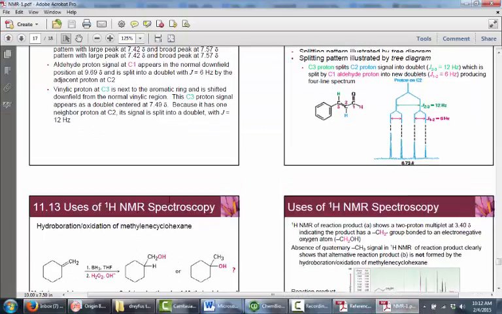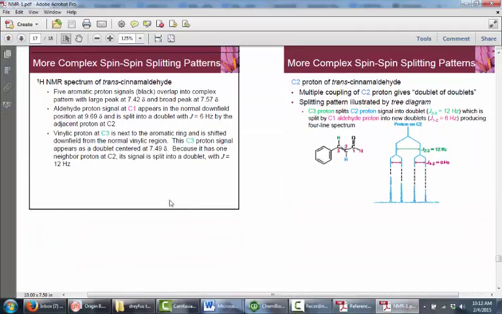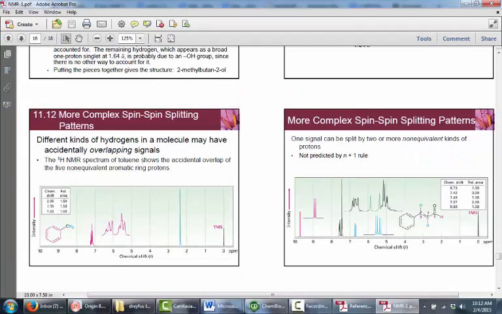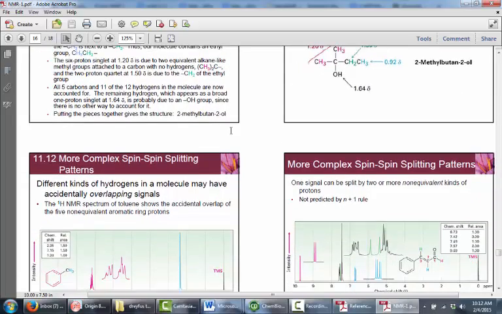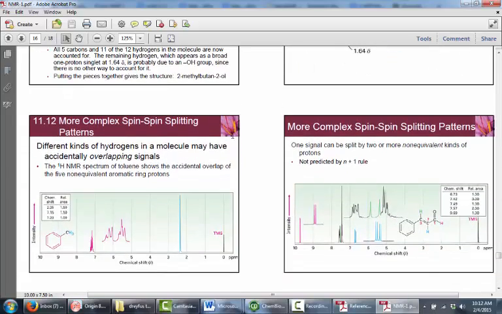So I'm going to upload this particular PDF as well. There are a number of potentially more complicated splitting patterns. Different hydrogens, for example, may have overlapping signals, even if they're not chemically equivalent. So if I look at toluene, you have the CHs corresponding to this methyl group. That's a singlet, that's fine.